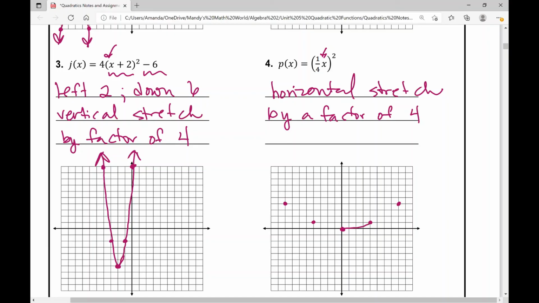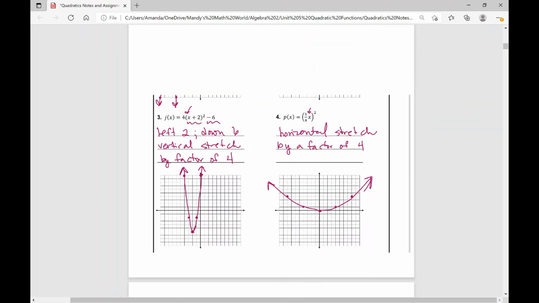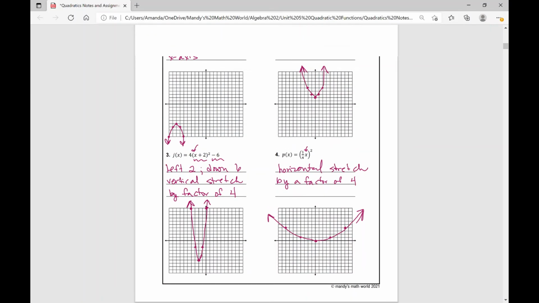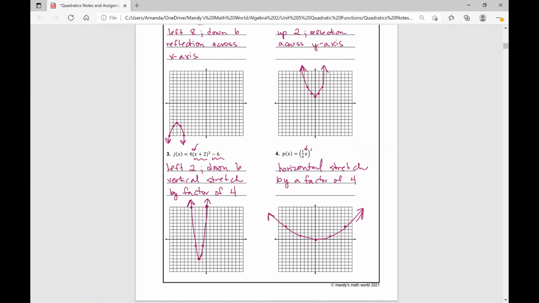So my function is going to look something like that, all right? Then we call that a horizontal stretch by a factor of 4. And that concludes your notes over quadratic transformations. I hope it was helpful.